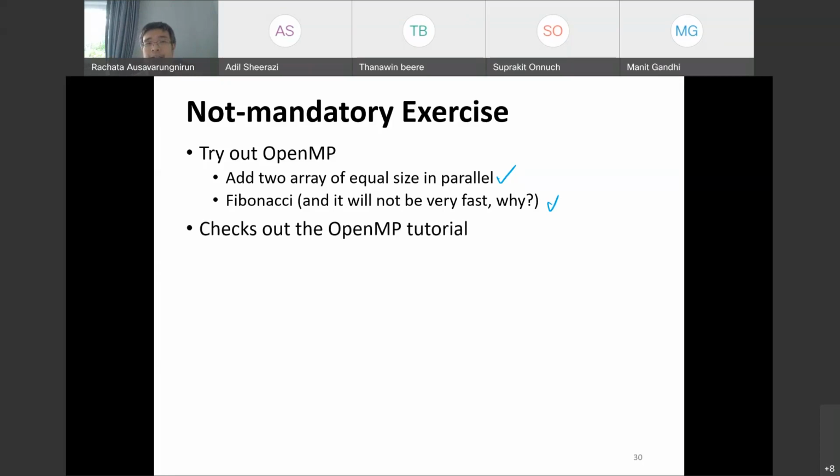Definitely feel free to check out the OpenMP tutorial. And that's it for the lecture part today. So I'm going to pause the recording right now.